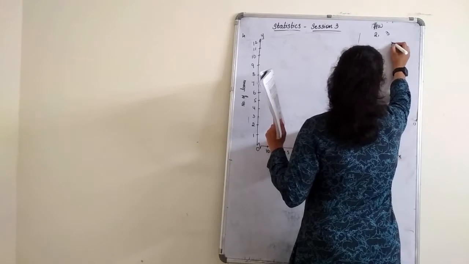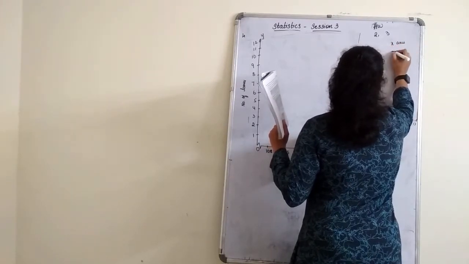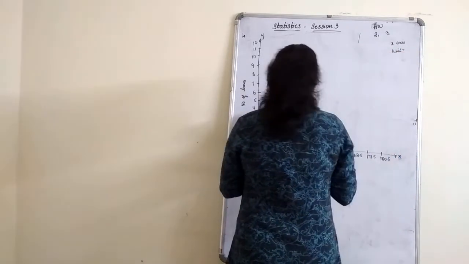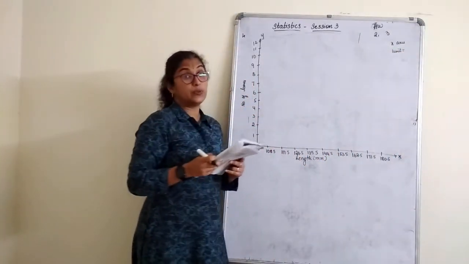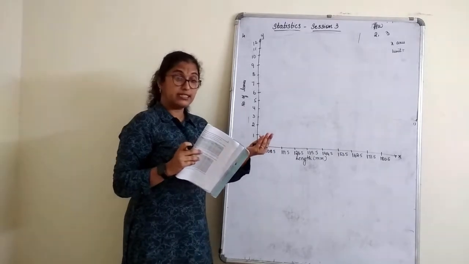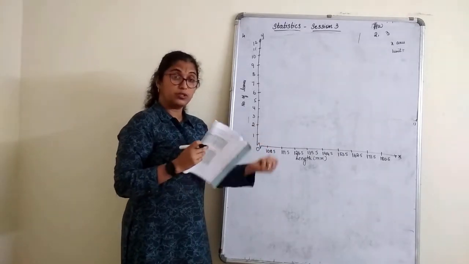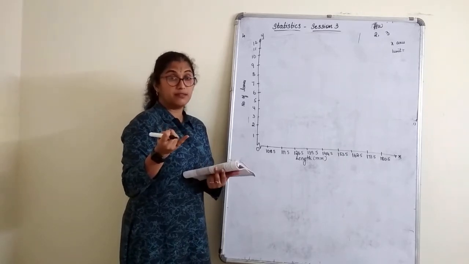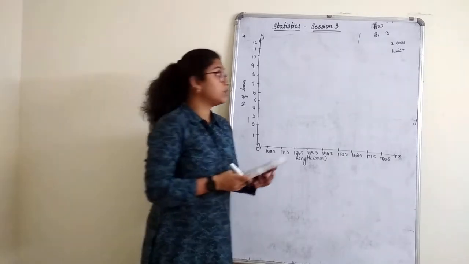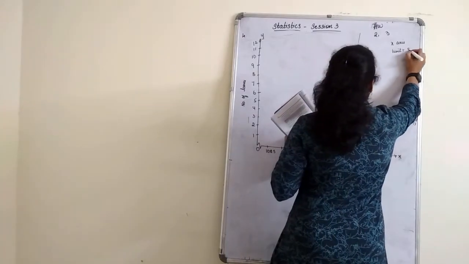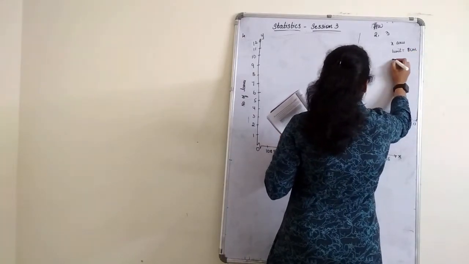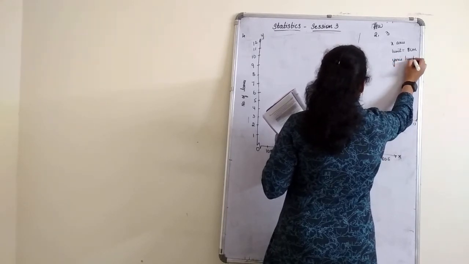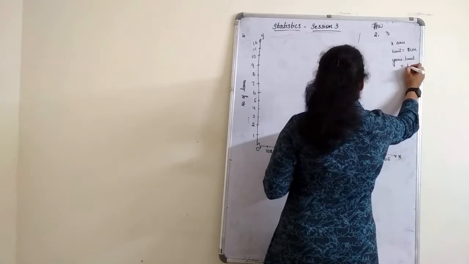So, x-axis: 1 unit is equal to, count 118 to 126, 118, 19, 20, 21, 22, 23, 24, 25, 26, 9, right? But 1 is excluded. 1 unit is equal to 8 centimeter. Y-axis: 1 unit is equal to 1 centimeter.